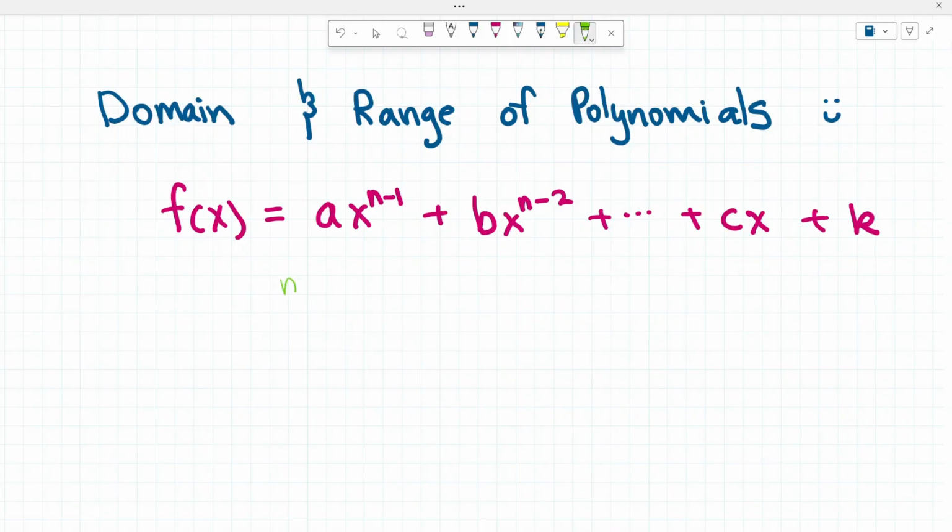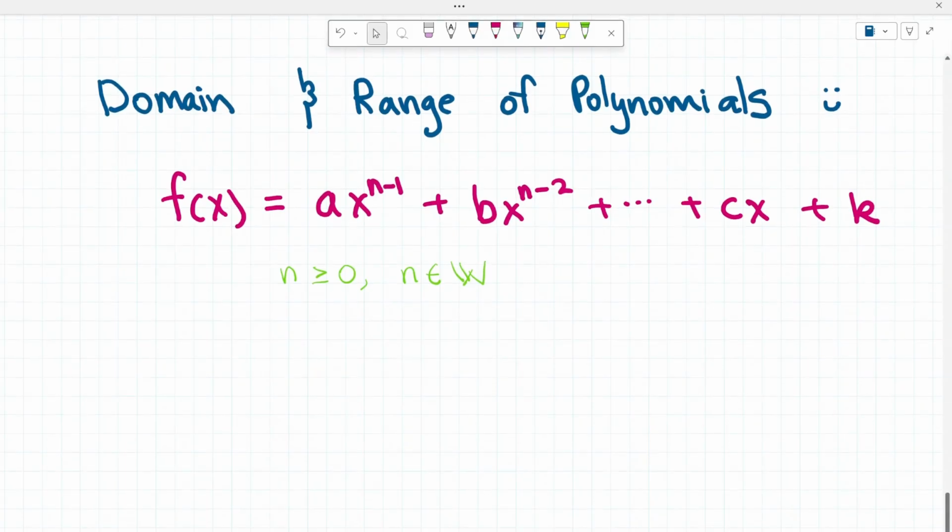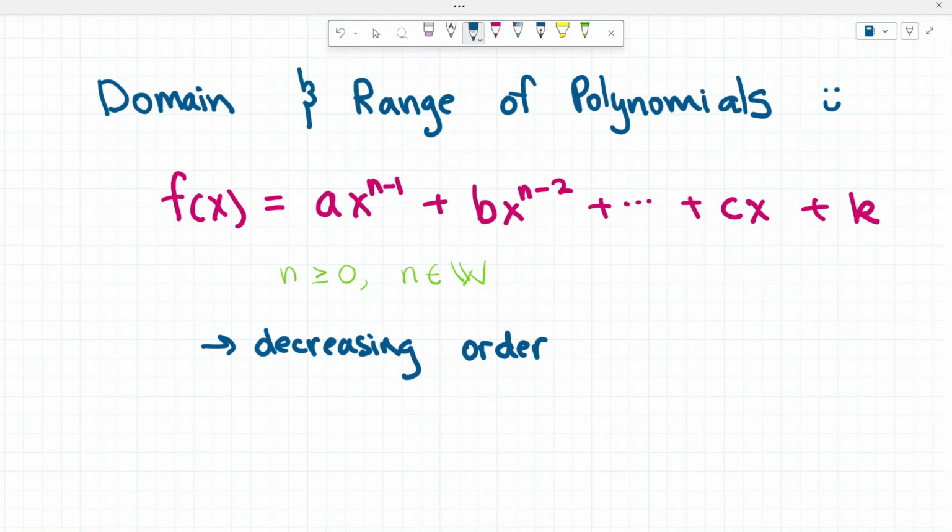Our n, which is our exponent, has to be greater than or equal to 0, and n has to be a whole number. So we can't have any rational or fractional values of n. A few things to note with polynomials here is that we write them in decreasing order, which is really important. So we write them from the largest power of x all the way to the smallest power of x. I realized over here we made just a little mistake. We have to start with n, and then we do n minus 1, n minus 2, and so on.